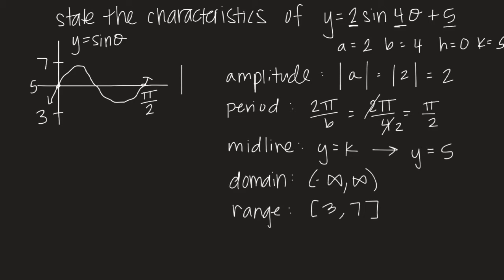Let's try another one. All right, so we're going to do, let's say, negative 1/2 cosine of 1/2 theta minus pi over 4, plus 3.